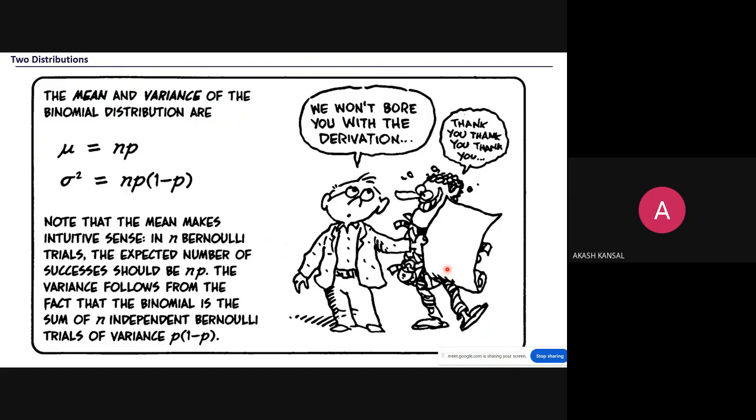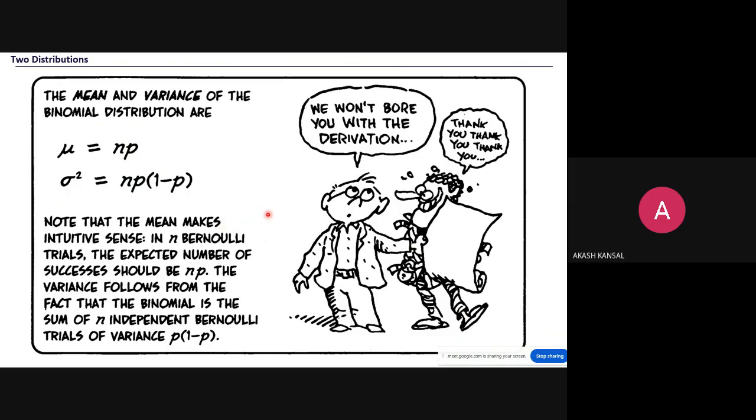Let's talk about the mean and the variance of the binomial distribution. Let's say the probability of a success is p, small p, and n is the number of trials. Then the expectation, or the mean mu, is going to be np, and the standard deviation squared, so basically the variance, is going to be np into 1 minus p, right?